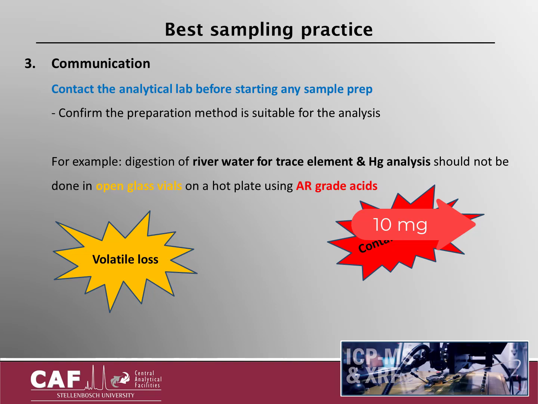volatile loss, for instance your mercury or lead, and not on a hot plate using AR grade acids, because there's a huge contribution of contamination from the acids. Once you've contaminated your samples, nothing can be done afterwards. You cannot take the contaminants out. It's not ideal to subtract blanks, so make sure you do not add any contaminants during the sample processing.